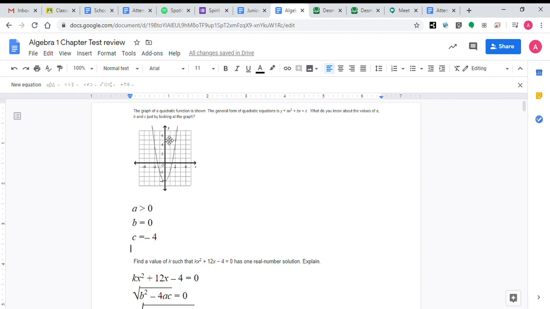If I look at this, look at this first one right here. What I have is the question saying the graph of the function, the general form is here. What do we know about the values of a, b, and c?